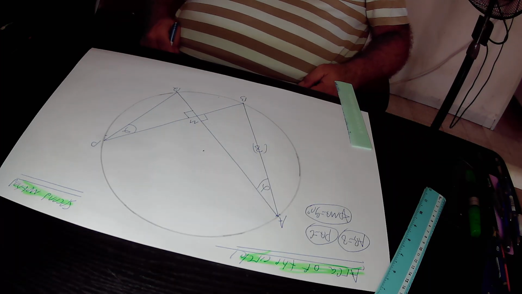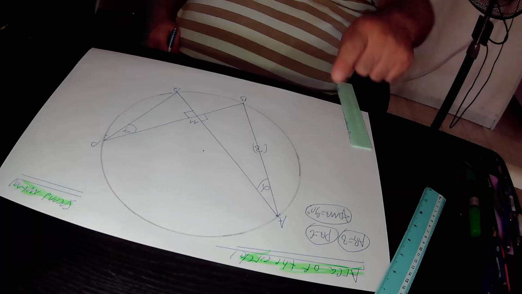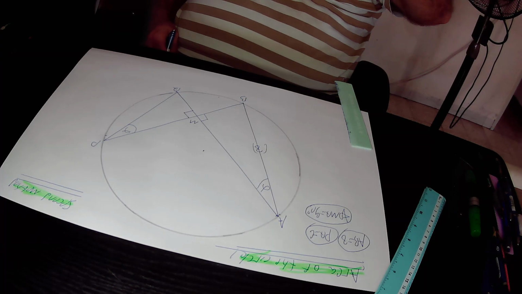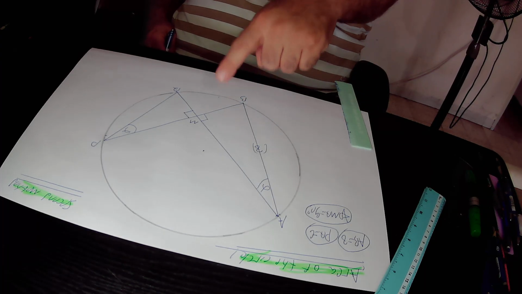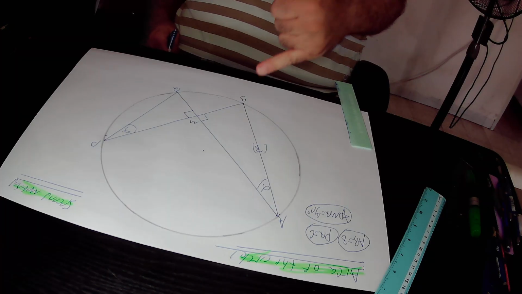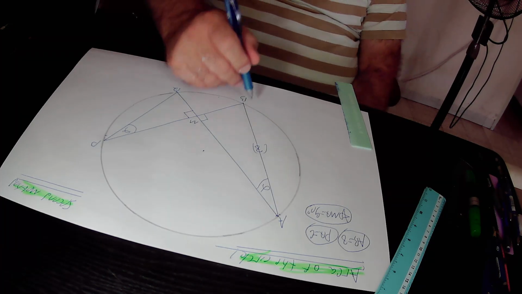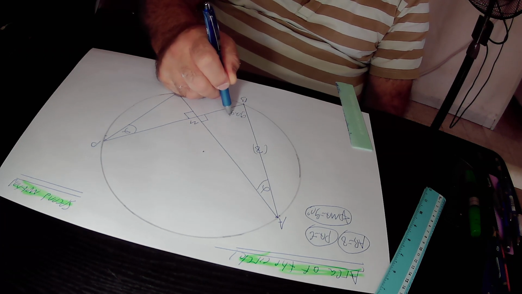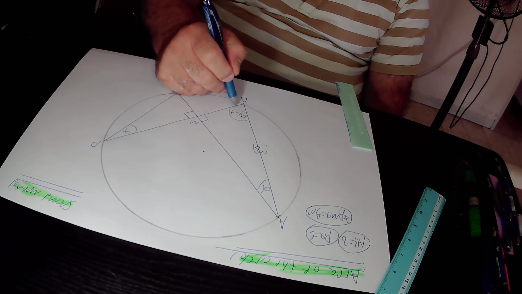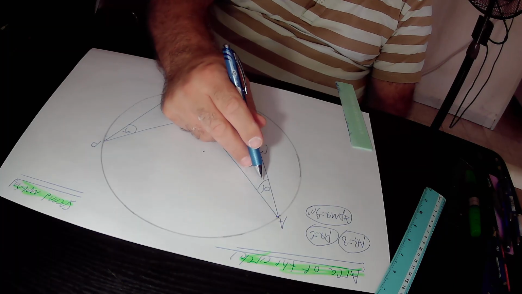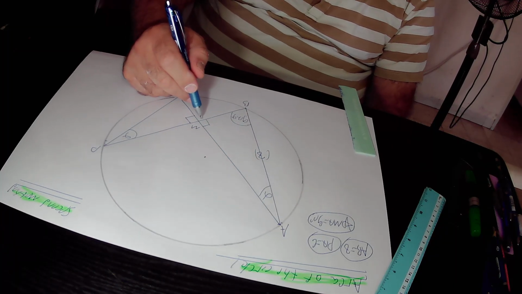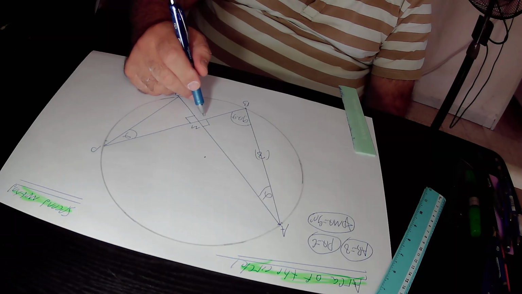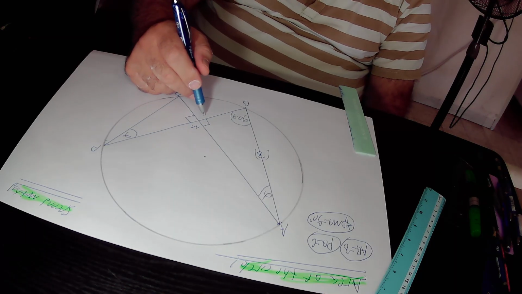So, if we focus on right triangle A and B, this angle equals alpha, this angle equals 90 degrees, and therefore this first missing angle must be equal to 90 degrees minus alpha. Why? Because 90 degrees minus alpha plus alpha is 90 degrees, and 90 degrees plus 90 degrees is equal to 180 degrees. This is the sum of the angles in a triangle.